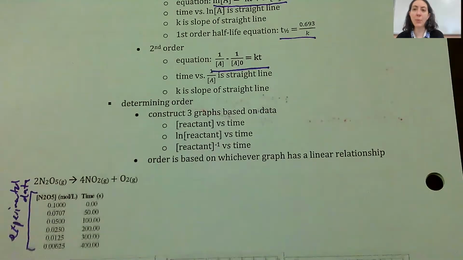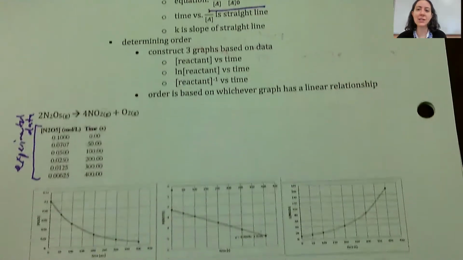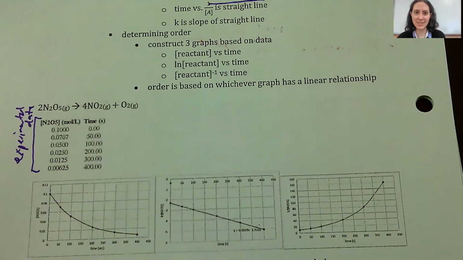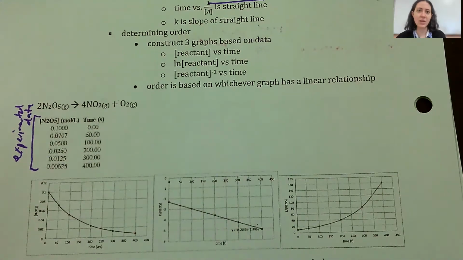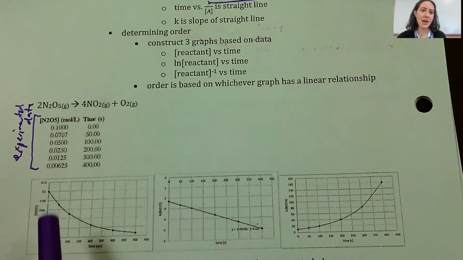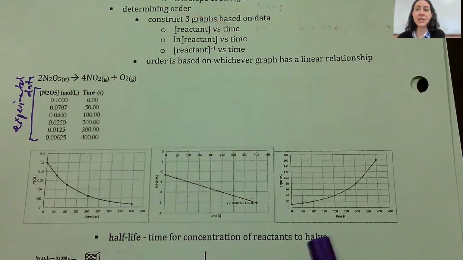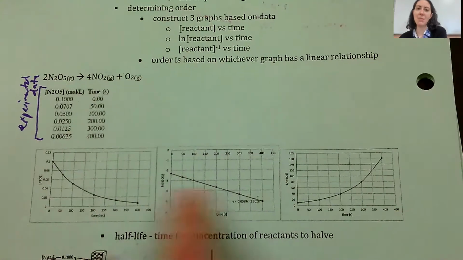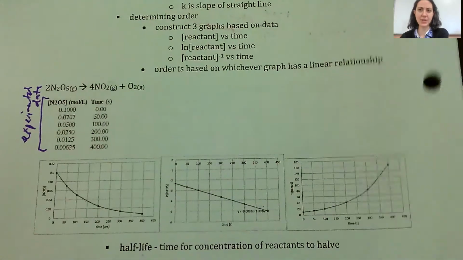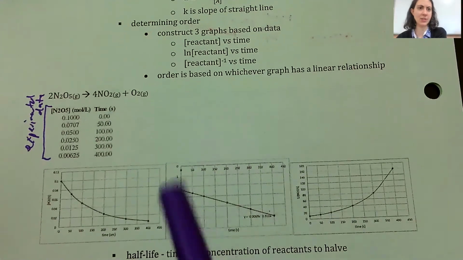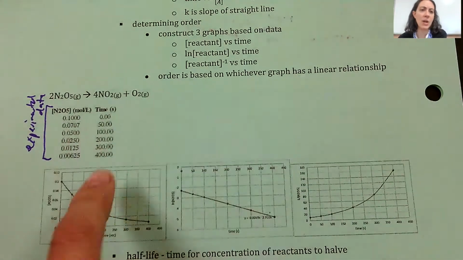So the way that we do this is we take the data and we graph it. So the graph is going to be always time as our X variable. So we've got three. What I did was I actually went into Excel and I made all three of these graphs. And I'll show you guys how I do it. It's not that hard and it's really fun to know how to use Excel.